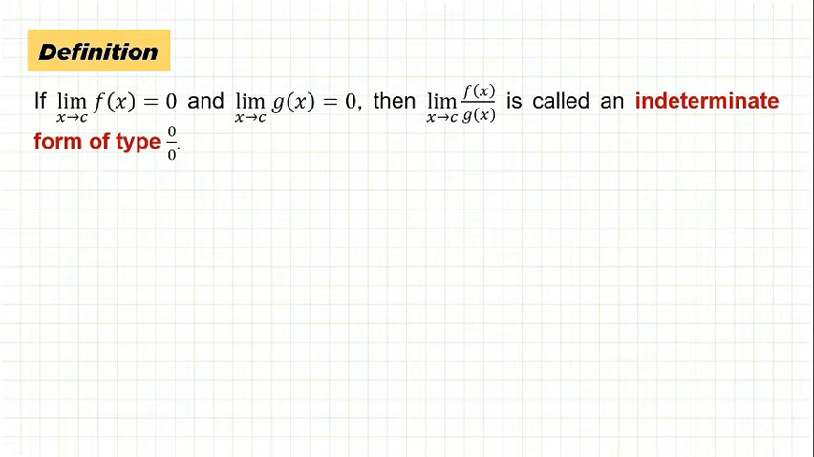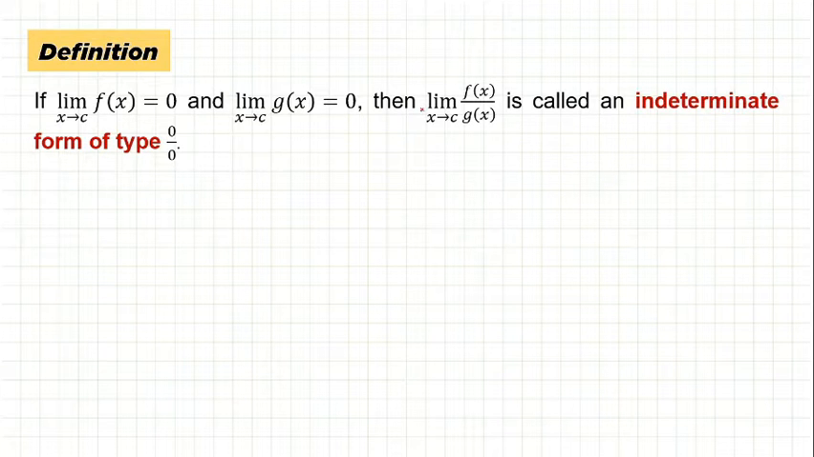If the limit of f of x as x approaches c is equal to 0 and the limit of g of x as x approaches c is also equal to 0, then the limit of f of x over g of x as x approaches c is called an indeterminate form of type 0 over 0.